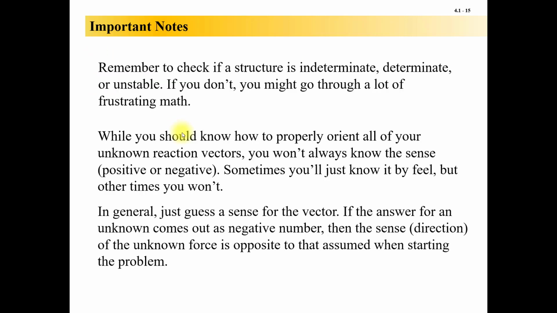So in general, just guess a sense for the vector if you don't know it. And then if the answer turns out to be negative, the arrow is really supposed to be flipped. I don't usually flip them, because then you'll be like, wait, is it a negative of the way I redrew it, or is it a negative of the original? I usually keep the original sense. If the vector was pointing up and it turned out to be negative 3 kips, and sum of forces in the Y direction up is positive, I'll say, well, it's pointing up, so it's going to be positive, and it has a value of negative 3. That's how I do it.